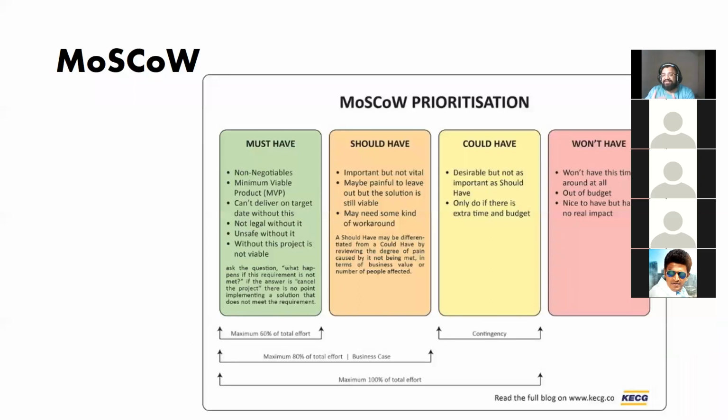And for must have, should have, and could have, what is the model that is used by product owners? How do they come to a conclusion that this is a must have feature? Any idea? Let me unmute everyone. How do the product owners decide whether this particular item is a must have or not? Any idea?